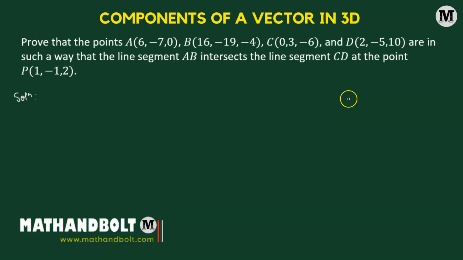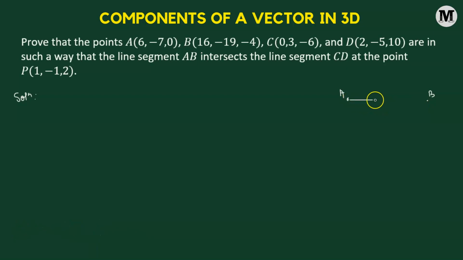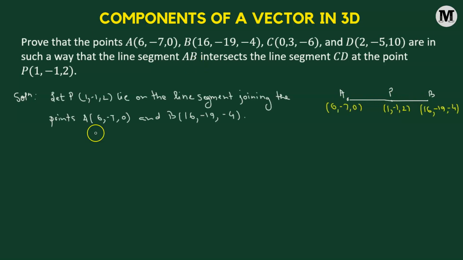We'll begin by first considering the points A and B. Let's say we have points A and B, and here we have another point P that lies on the line segment joining A and B. We will first begin by computing the vector AP and then the vector PB.